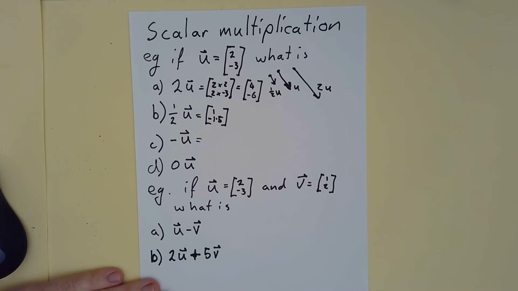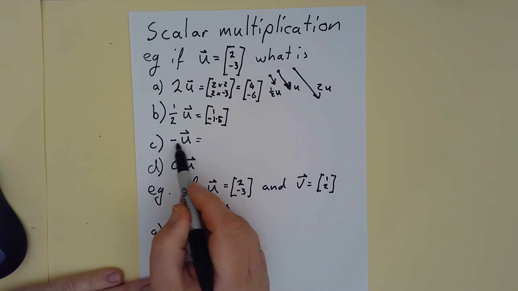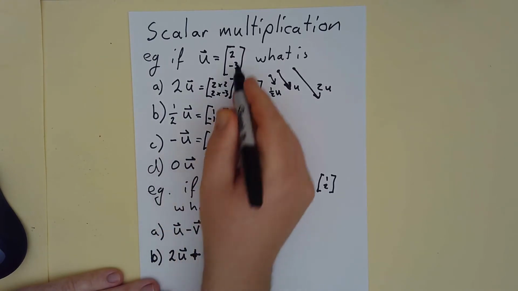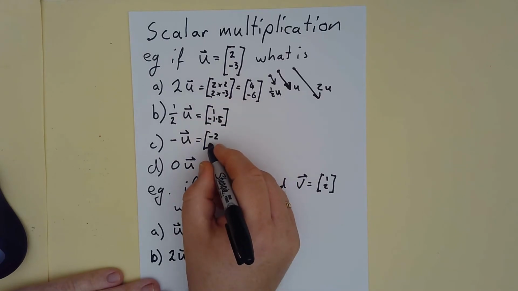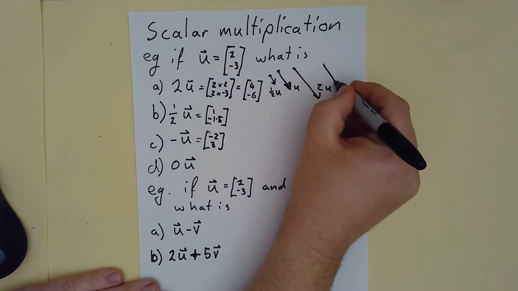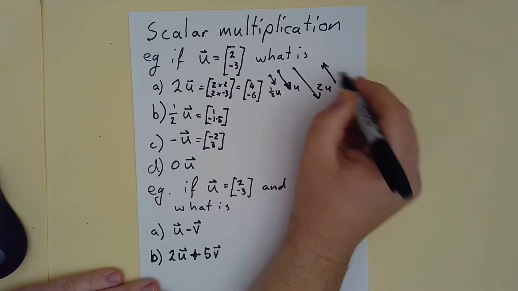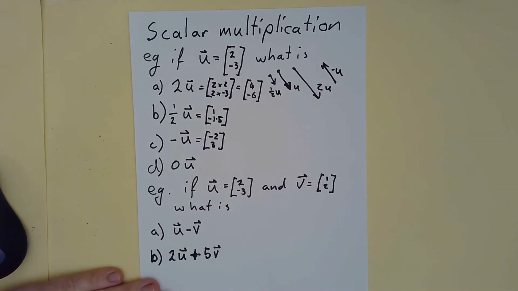What does minus u mean? Well, minus u, you're doing the same idea. It would be minus 1 times u. So minus 1 times 2 would be minus 2. Minus 1 times minus 3 would be positive 3. Now, if I draw that vector, it does actually change direction. It changes direction to be opposite the previous direction.